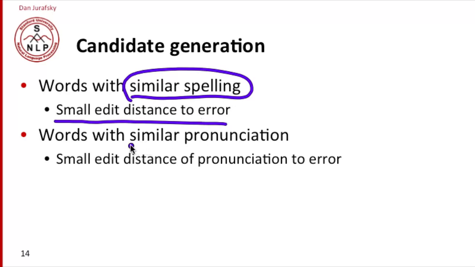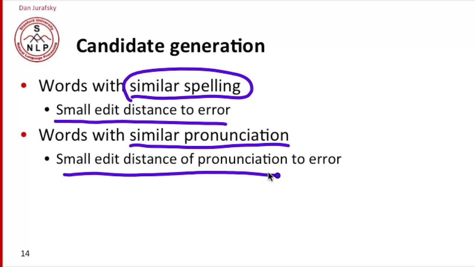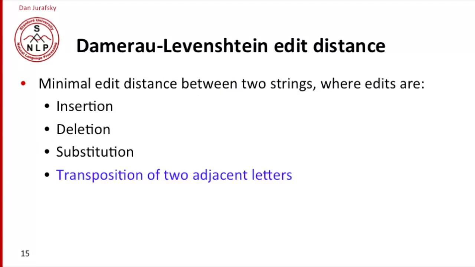Or we could pick words with similar pronunciation, and there we're going to pick words with a small edit distance of the pronunciation to the error. For the rest of this example, I'm going to pick the first approach. So we're going to pick words that have similar spelling as our possible candidates. How do I operationalize similar spelling? Well, we've seen edit distance before.